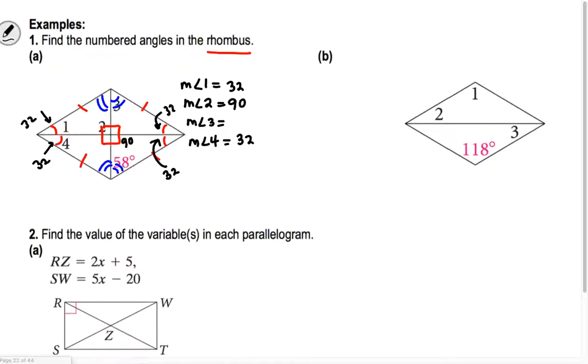So now all we have left is angle 3. And what's angle 3 have to be? 58. Perfect. Okay. I'll put my little degree marks in.